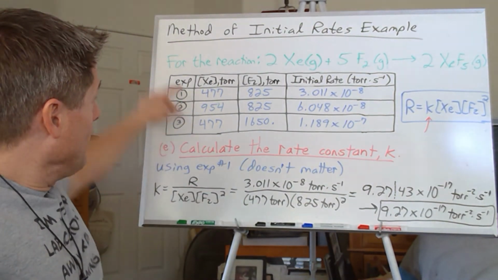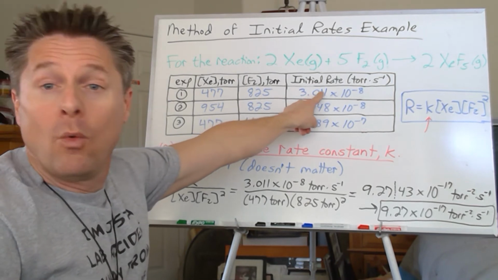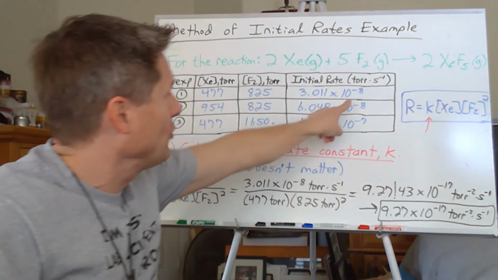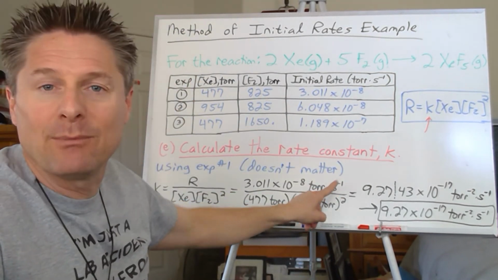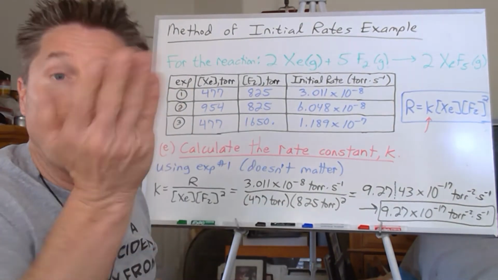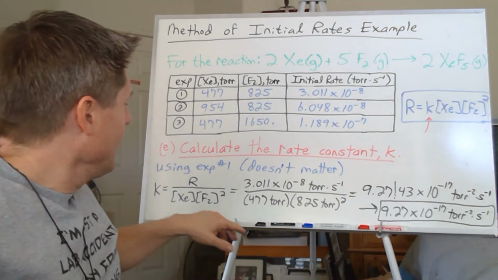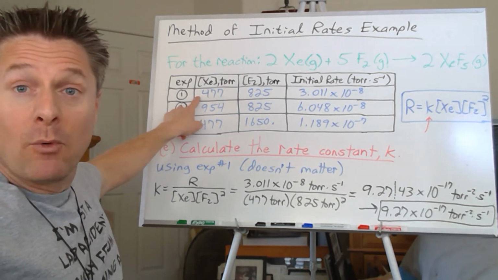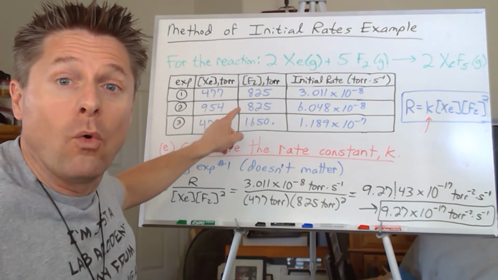Oh, well, I know R is 3.011 times 10 to the minus 8 torr per second. I'm just times seconds to the minus 1. Or you could write torr over seconds, whatever you want. Concentration of xenon in experiment 1 is 477 torr, right?